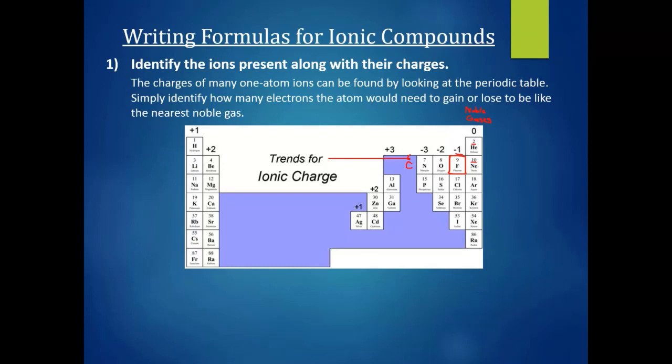So if we look at aluminum, however, aluminum has 13. It could gain 5 to be like argon, or it could lose 3. Which is it going to do? Is aluminum going to gain 5 electrons to be like argon, or is it going to lose 3 electrons to be like neon?